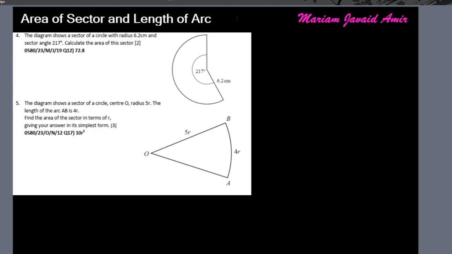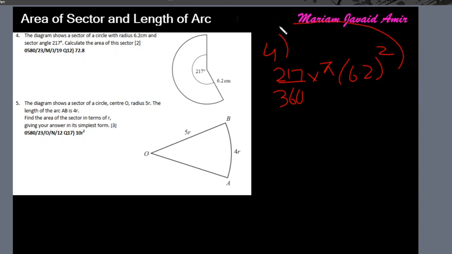Question 4. The diagram shows a sector of a circle with radius 6.2 and sector angle 217. Calculate the area of the sector. Now the formula for area of the sector is theta over 360 times pi r squared. So this rounded off to 3 significant figures should give this answer.